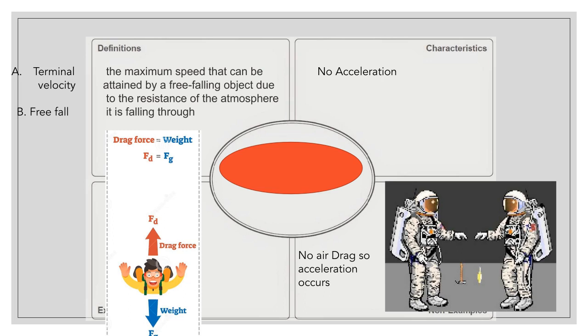So on the moon, because there is no air, the gravity on the moon can pull a hammer and a feather, and they'll both land at the same time. Now, of course, on Earth, it doesn't happen. So this is called terminal velocity. Terminal means to stop. So we stop the velocity at a certain speed.